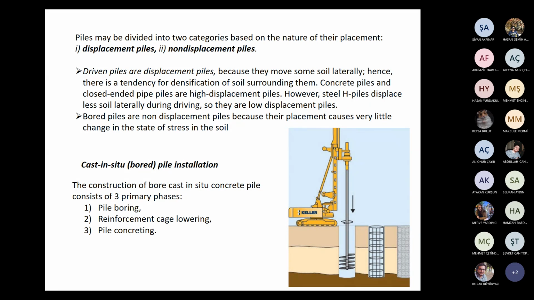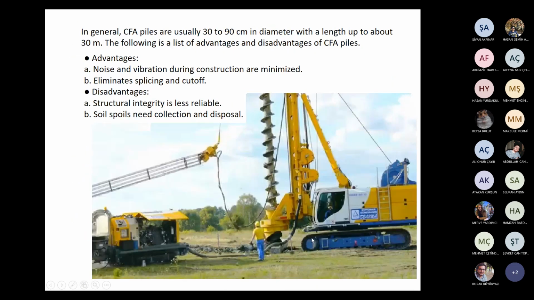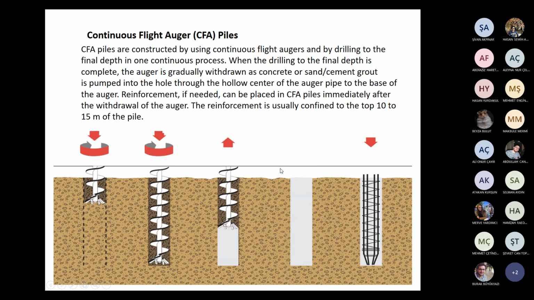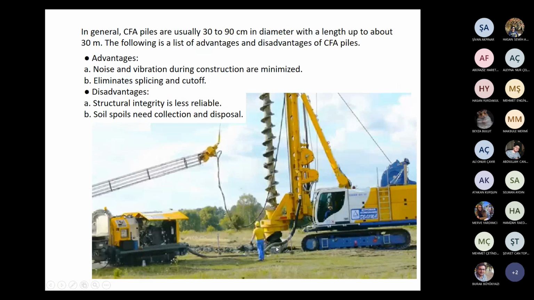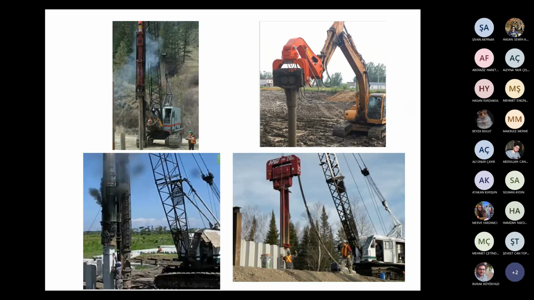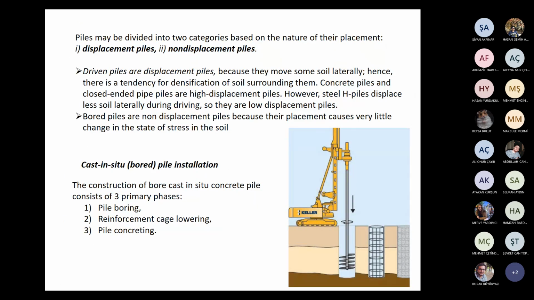Cast in situ piles are constructed similar to CFA piles, but CFA piles are a special case. The auger should be continuous, equal in length with the pile. It's not necessary for cast in situ piles.